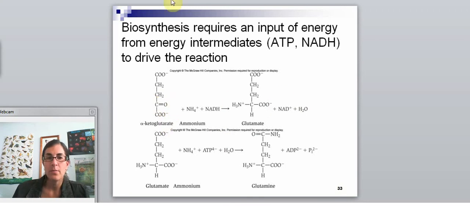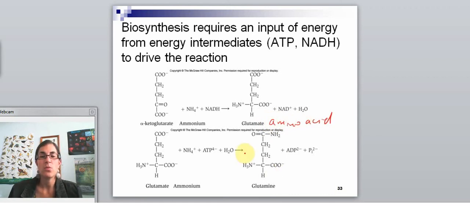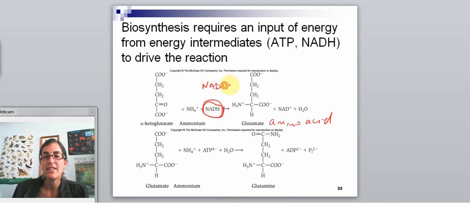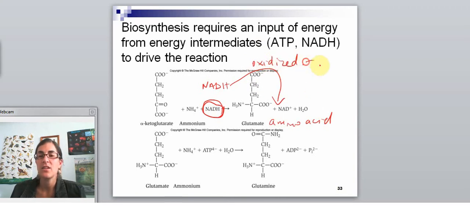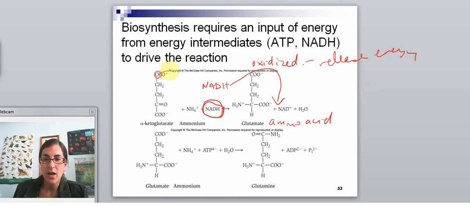So this is an example of a time when the cell is making something that it's not getting in its diet. This is an amino acid called glutamate. And if somebody wasn't getting this in their diet, they would need to make it out of a sugar product. So in order to do this, it takes energy. And I can tell that by seeing that NADH is giving up its energy and becoming NAD+. So this is NADH being oxidized back to NAD+, releasing its energy. And that is being coupled to this endergonic reaction.